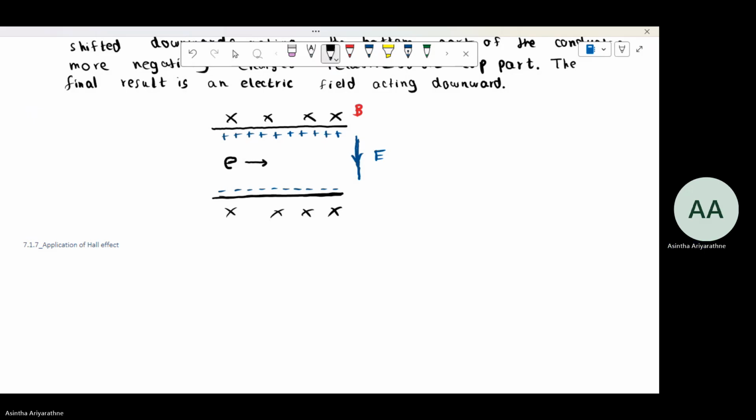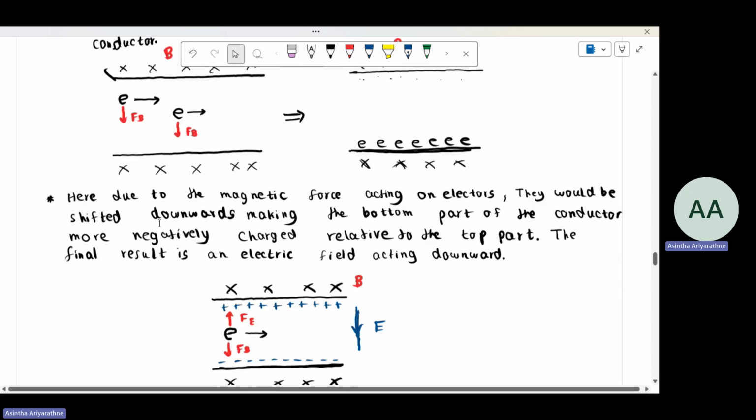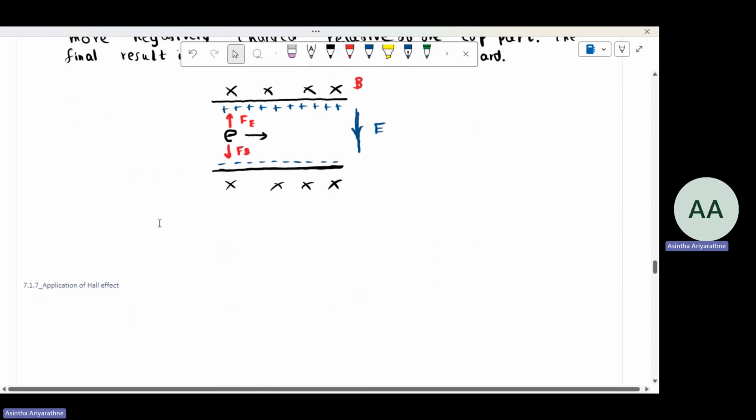Now, when electrons move in this manner, the previous magnetic force is there acting downward, and in addition to that, due to this newly induced electric field, an electrostatic force would also act on the electrons in upward direction.